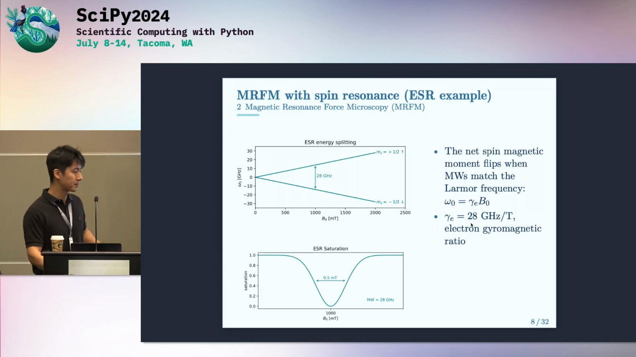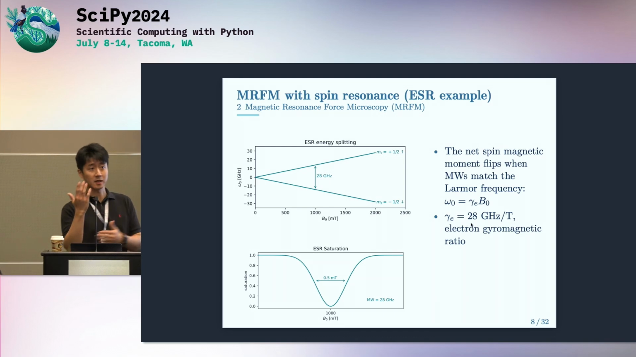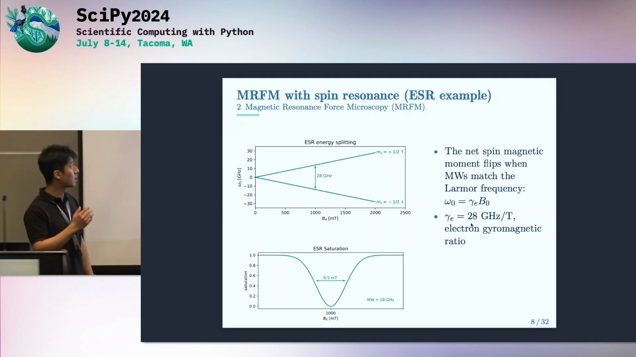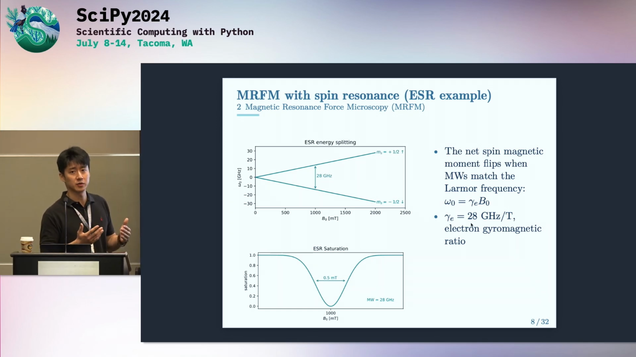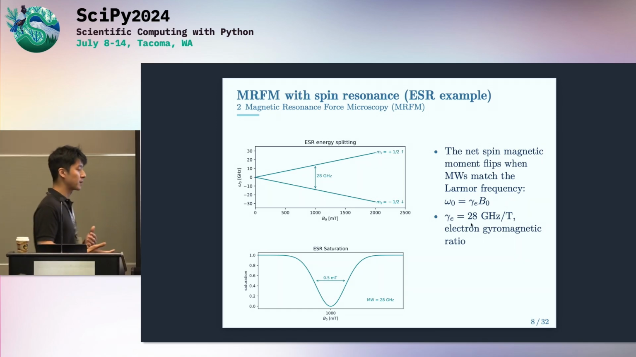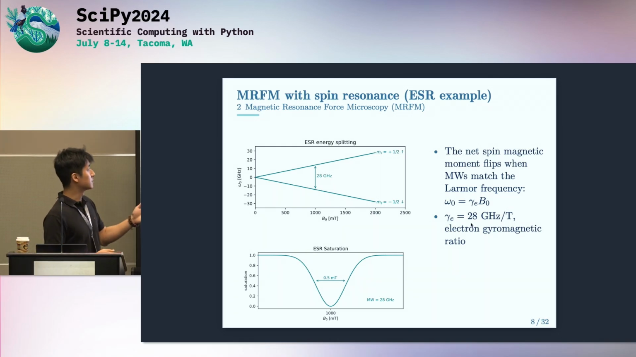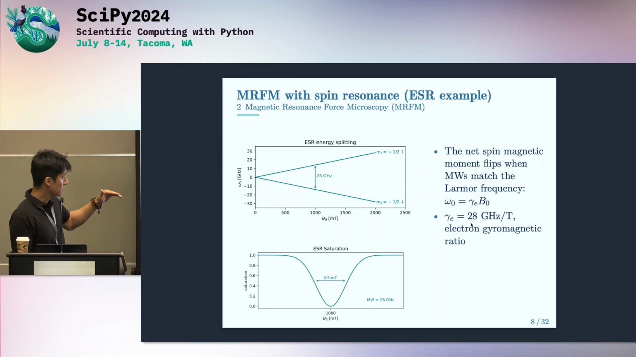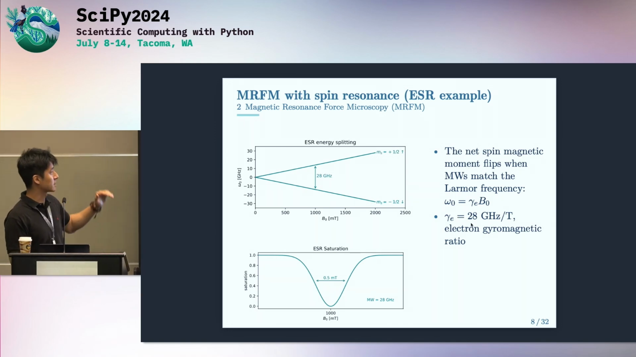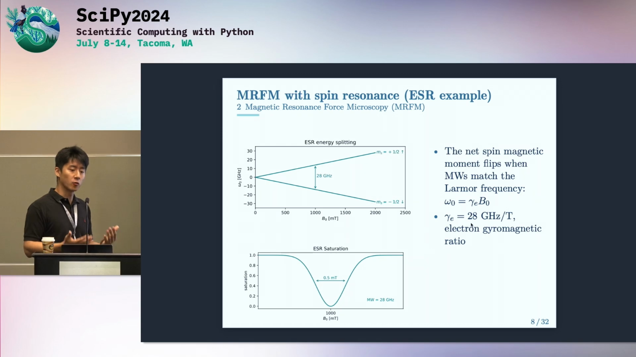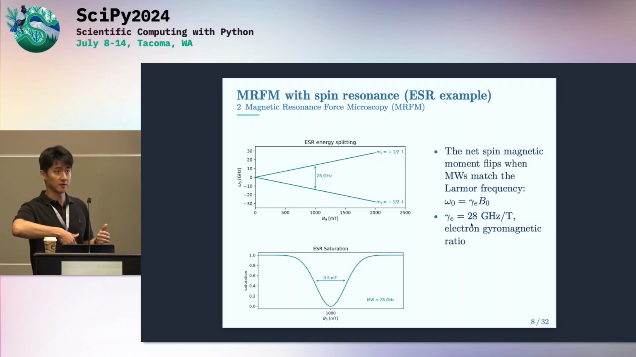Imagine a spin has a magnetic moment. When it's under an external field, there's an energy splitting between the spin up and spin down. If you apply a transverse field that matches the energy splitting, you can flip the spin from spin up to spin down. For example, for electron spin, the gyromagnetic ratio is 28 gigahertz per Tesla. What it means is at 1 Tesla external field, you apply a transverse field that matches 28 gigahertz, and the spin will flip.